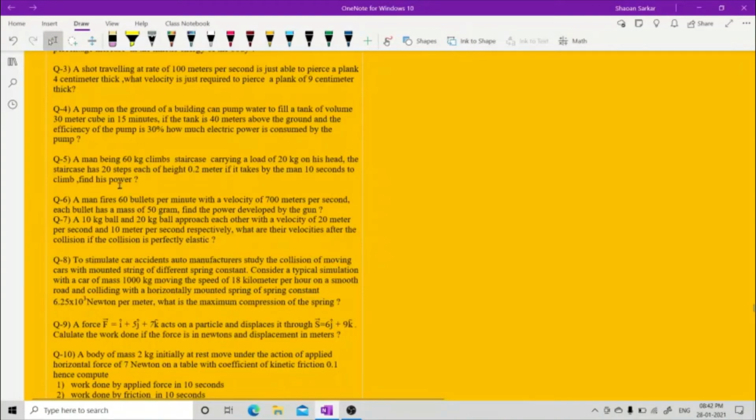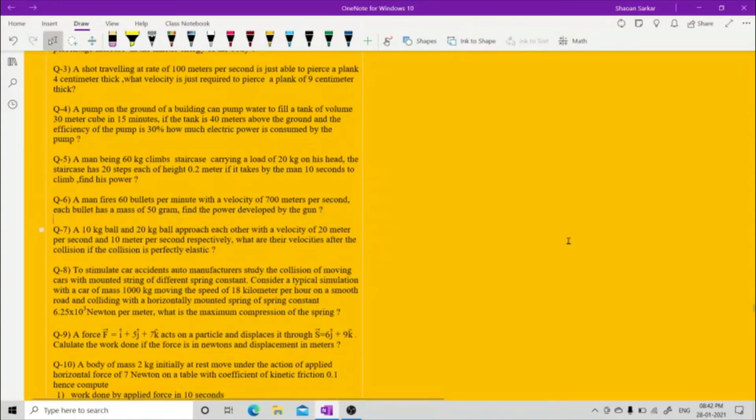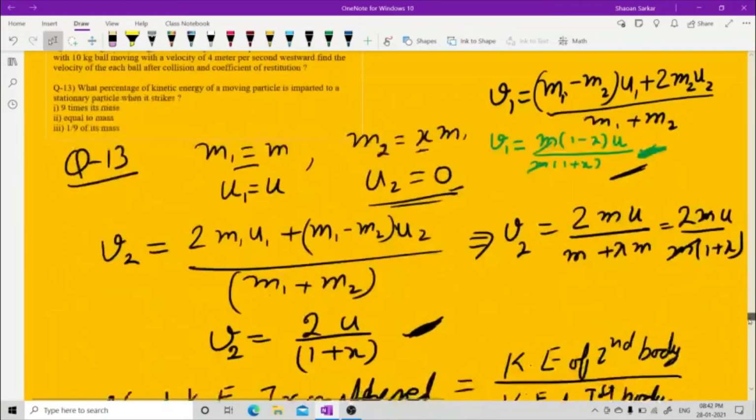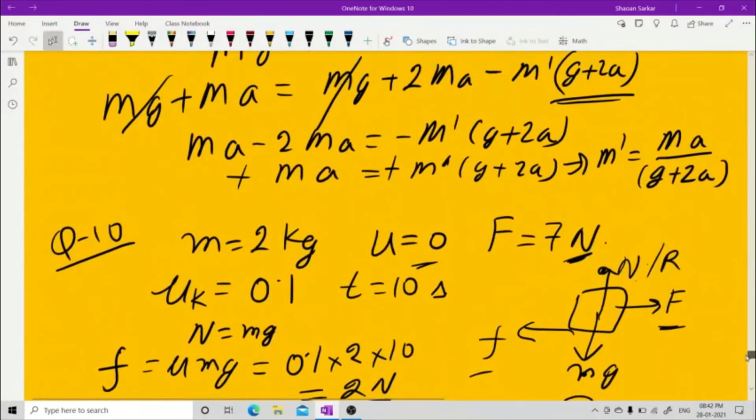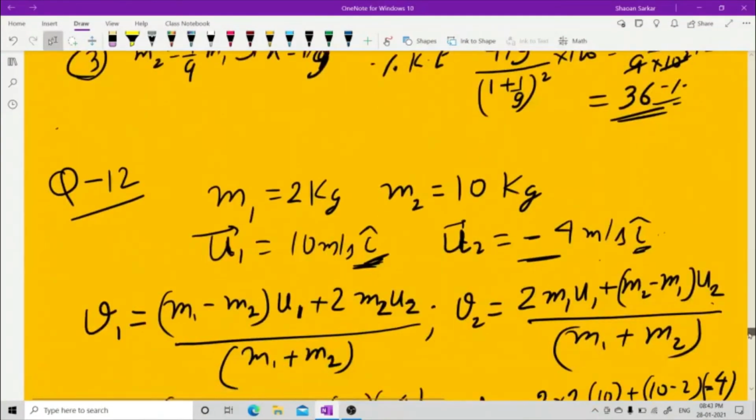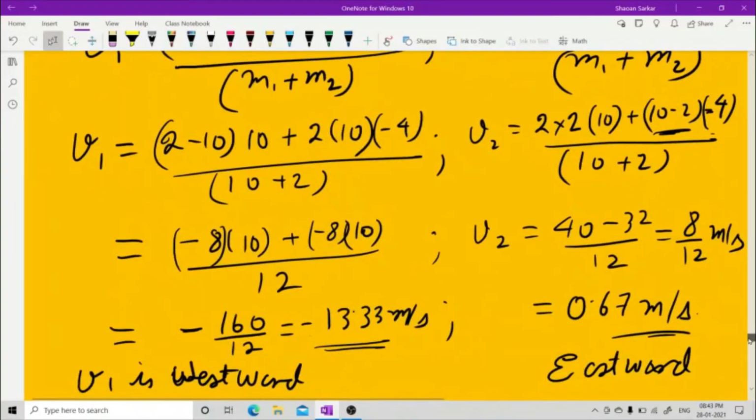Now, question number 6. At least question number 7 is somewhat similar. You have to show that it is perfectly elastic, that the coefficient of restitution e is 1. That's the point. The way I did question number 12, exactly this way you have to do it.